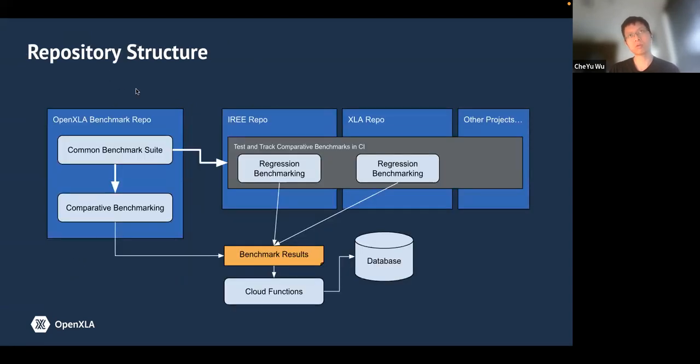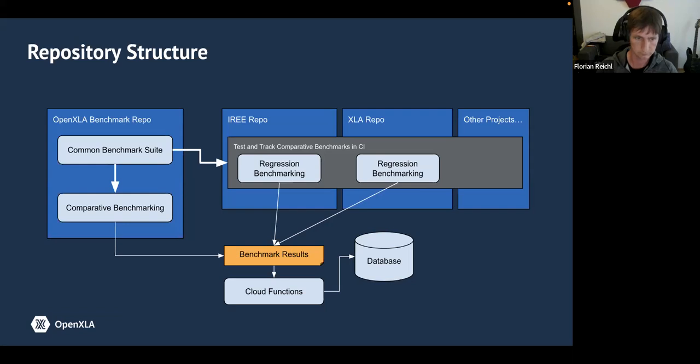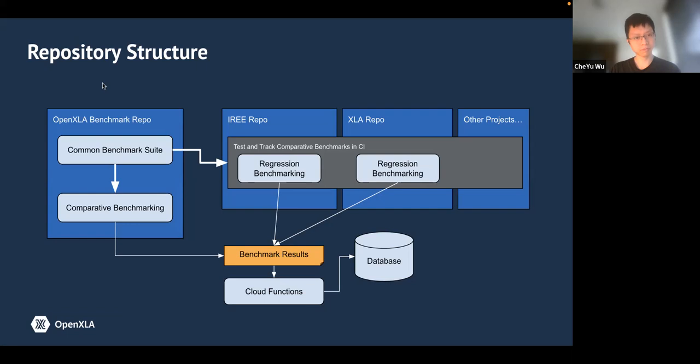So this is the overview of this repository and the relationship across different projects. Basically, we have this OpenXLA benchmark repository to host the common benchmark suite and the comparative benchmarking workflow. Our repository can integrate, like check out, this benchmark repository as a submodule. So they can reuse this common benchmark suite in their regression benchmarking workflow. And all of these benchmark runs will generate a JSON file and artifact, as we mentioned in the previous slide. All of them are uploaded to our database and analyzed in our dashboard. Yeah, I think that's all.